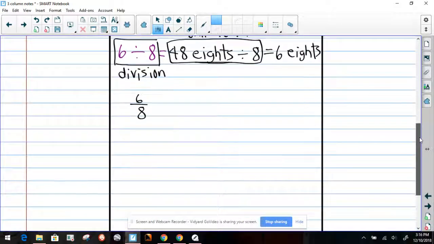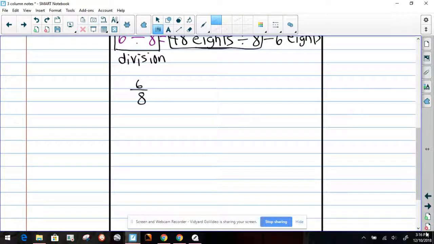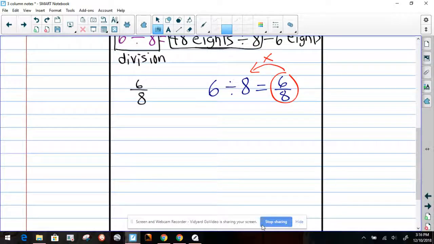Now, we have to check if it's true. So we're going to rewrite the problem and say, okay, so here's the division. 6 divided by 8 equals 6 eighths. Okay? Now, we're going to check with multiplication. So when we multiply, we go backwards. This is what I want you to do. We're going to multiply those two, which is going to be 6 eighths times 8.